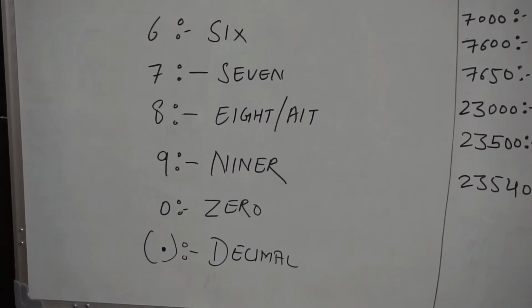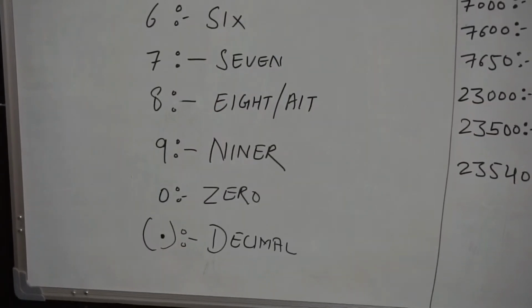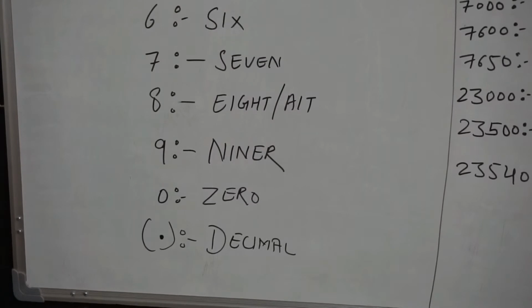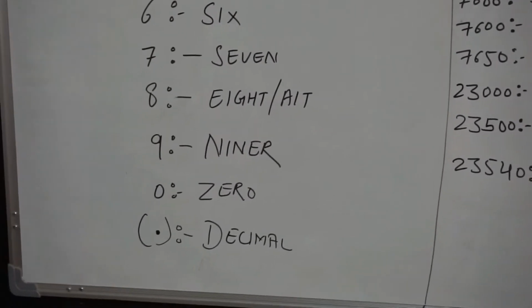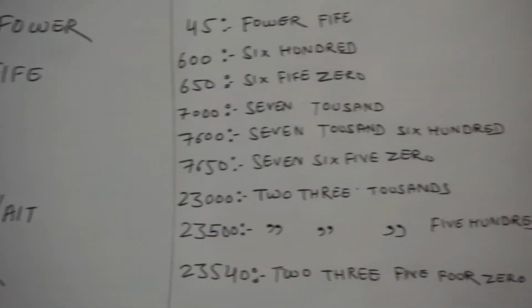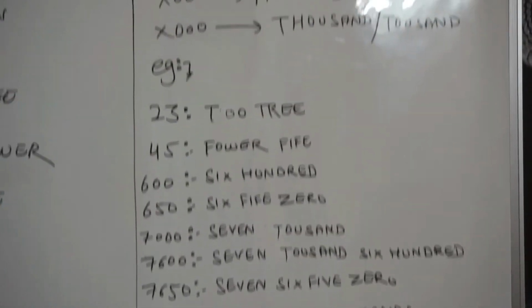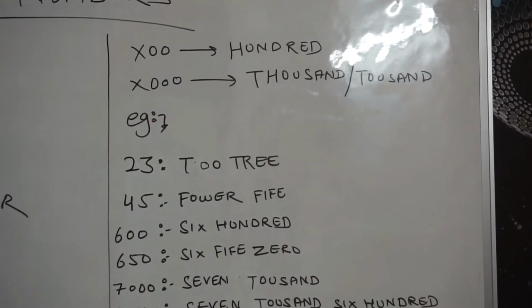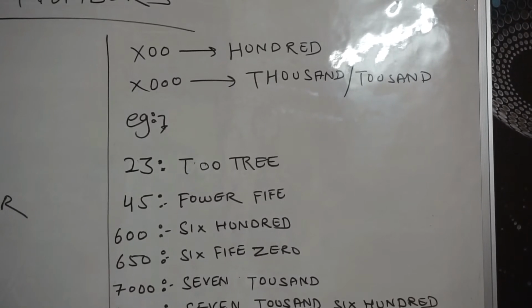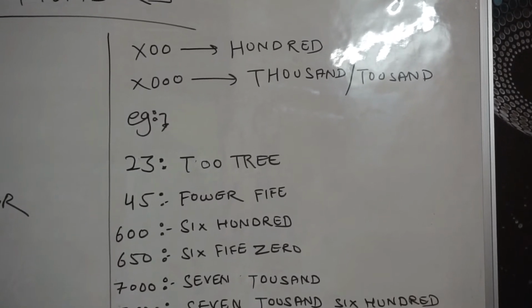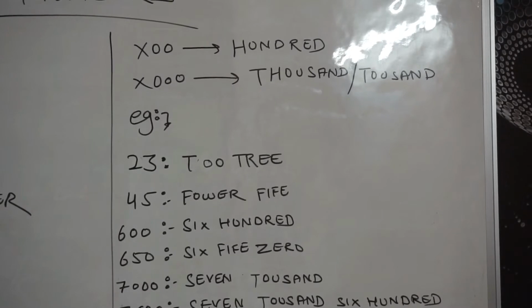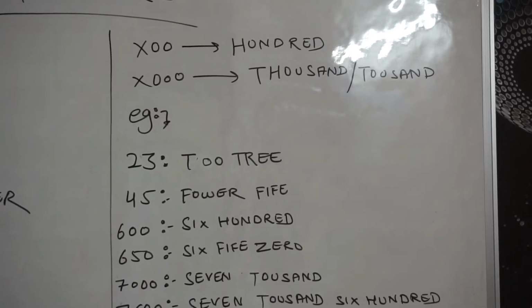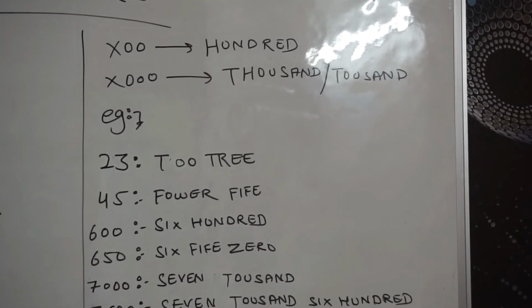Next, the point or dot, we say it is a decimal. Now let's come to hundreds and thousands. Suppose any digit is there and 2 zeros are there afterwards, then we say HUNDRED. And if one digit is there and then 3 zeros are there, then we say THOUSAND.